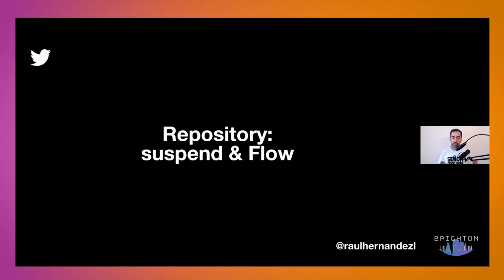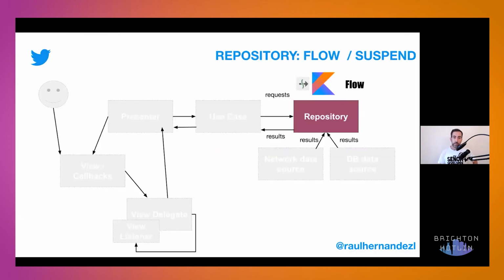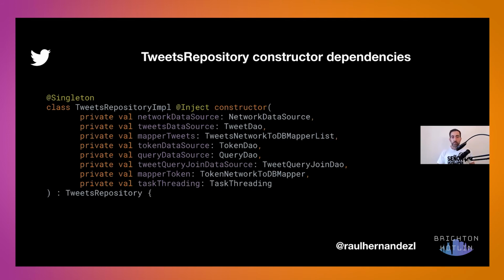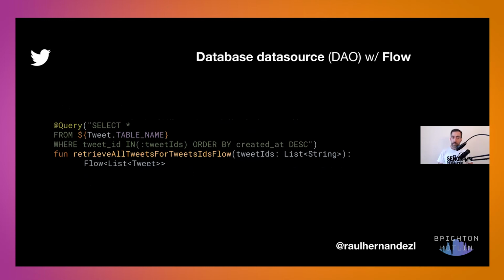Then the repository is going to use suspend functions and flows. So you remember, I'm going to return those results back to the repository, and then we're going to start emitting different values for the flow. The repository contains the data source for the network that we already know, different tables from our DB, and a few things there, some mappers, some combination of tweets and query and token, and so on and so forth. And something called task threading that I use just to wrap the different dispatchers. Then the functionality is going to return a flow that is a list of tweets, by passing as an input a list of IDs, a list of strings.